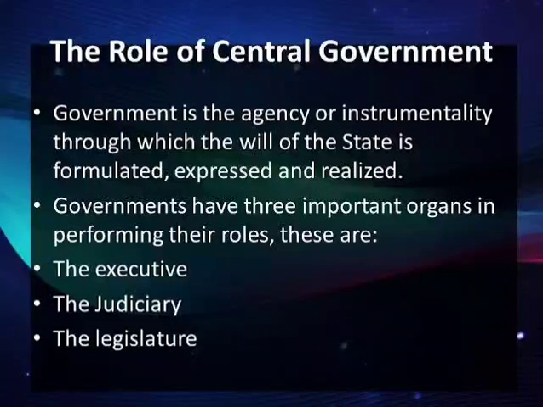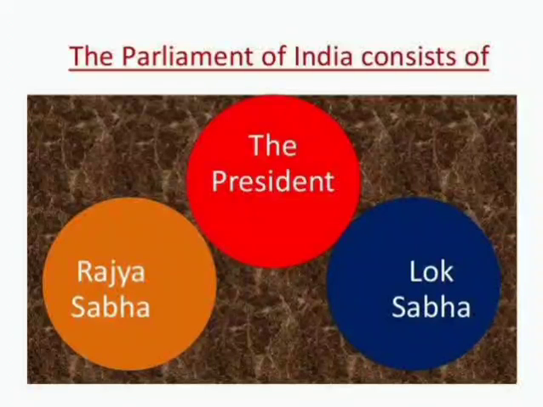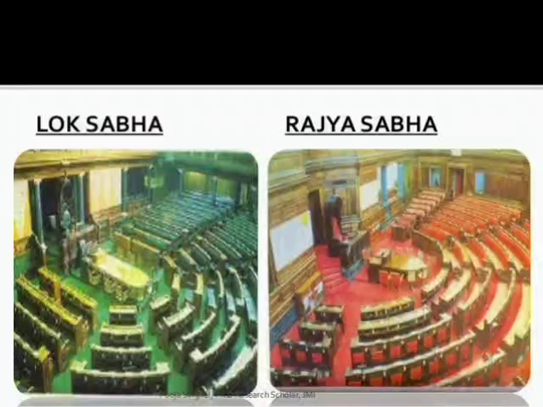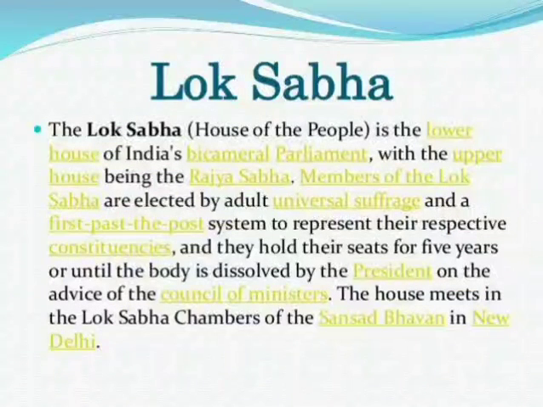The role of central government. Government is the agency through which the will of the state is formulated, expressed and realized. Governments have three important organs in performing their roles, that are the executive, the judiciary and the legislature. The Parliament of India consists of the President, Rajya Sabha and the Lok Sabha. The Lok Sabha is known as the lower house of India, with the upper house being the Rajya Sabha.